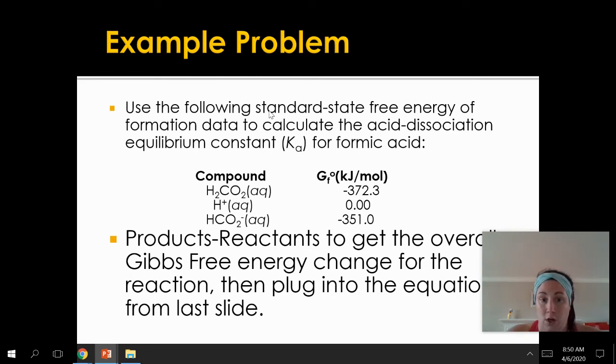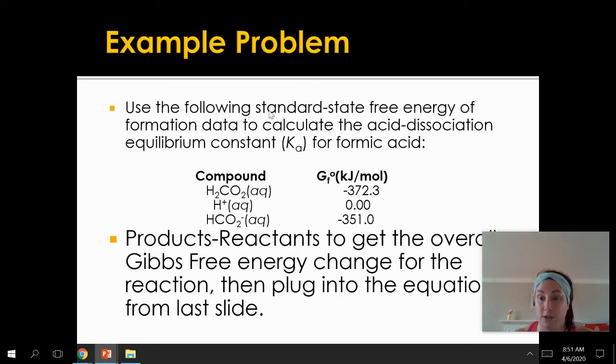All you would do here, and I have it written out, but I wanted to talk through it. Last lecture and problem set, you were taught how to calculate delta G for a reaction using the G's of formation for all the different substances, right? It's just products minus reactants. So you'd calculate delta G by using the product G's of formation, that negative 351.0 plus 0 minus that negative 372.3, because that value is for the reactants, to get your delta G.